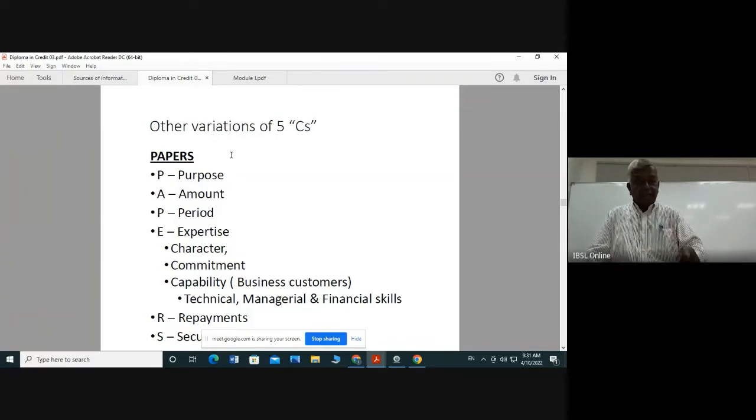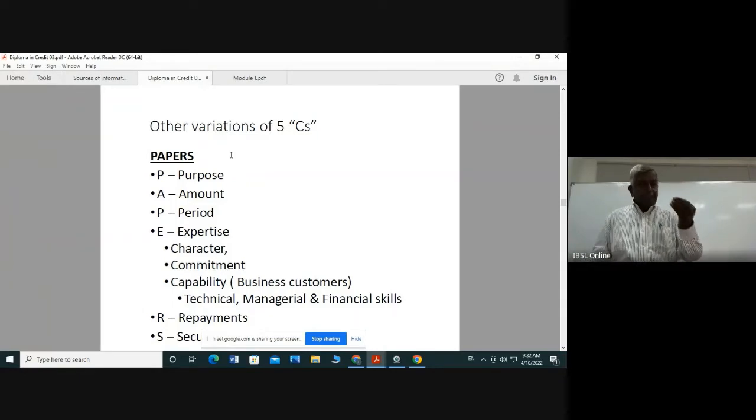Then repayment. How is the repayment? And then finally, security. What is the security? What is the collateral? So the collateral comes finally. Only after you are satisfied with all these things, if there is any risk, to cushion the risk you go for the security or collateral.